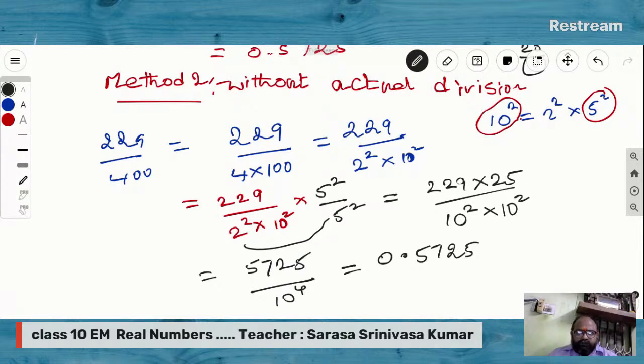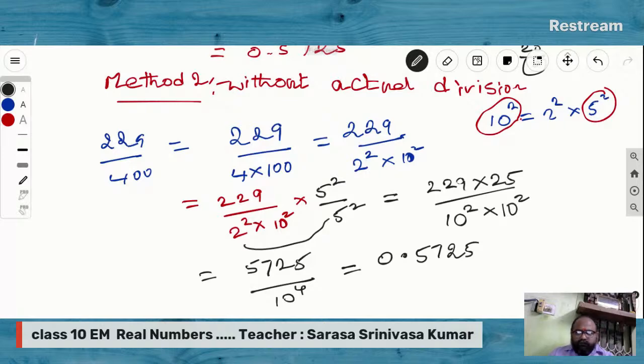Without actual division, we can answer this question. So if in the examination the question is given as to find the decimal expansion without actual division, you can follow this method. Or if the question is simply find the decimal expansion, you can follow either of the two methods, the first method or the second method.